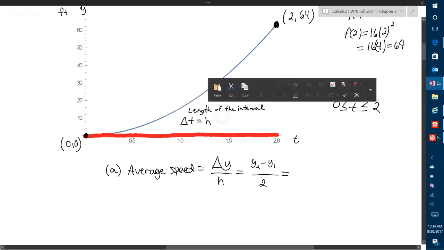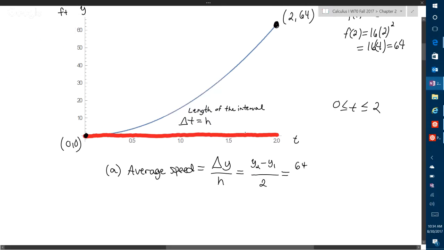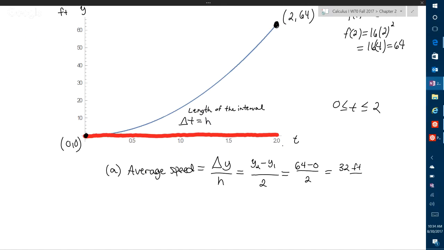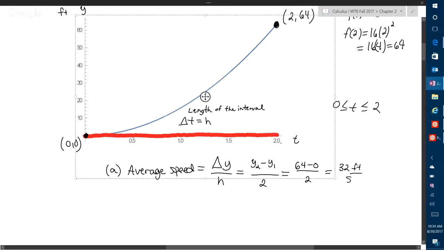All right, so 64 minus 0 divided by 2. So 64 divided by 2, 32 feet. And in this case, t is in terms of seconds. So it's 32 feet per second.